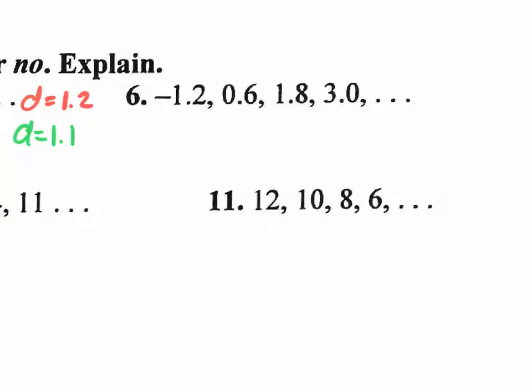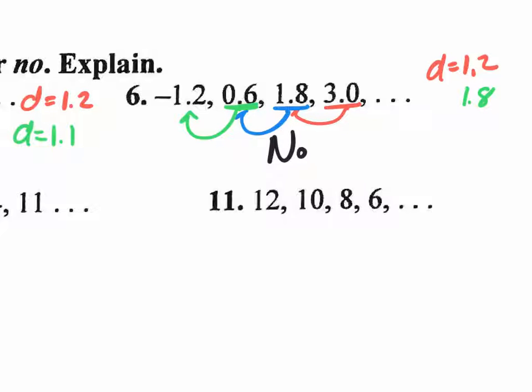Again, same thing, you're going to be using a calculator. And if you start subtracting 3.0, take away 1.8, we end up with 1.2. But let's just make sure that it works on all of them. If I go 1.8, take away 0.6 on a calculator, we end up with 1.2 as well. But if I go 0.6, take away a -1.2, we end up with 1.8. So that would be different. That messes it up. So again, this one's a no. No, it's not arithmetic, number 6.